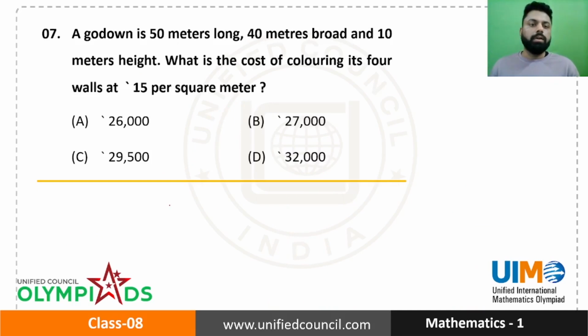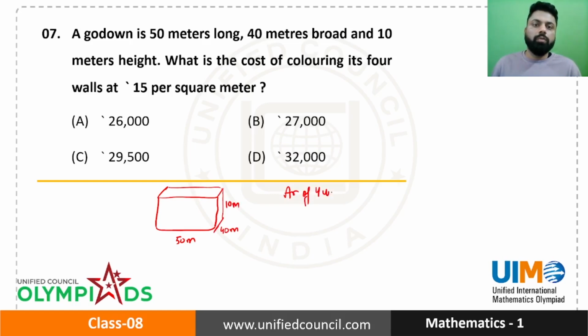Our godown is 50 meter long and 40 meter broad, 10 meter of height. What is the cost of coloring its 4 walls? 40 meter, 10 meter. Area of 4 walls is equal to 2 multiplied by 50 plus 40 multiplied by 10. 20 multiplied by 90, that is 1800 meter square.